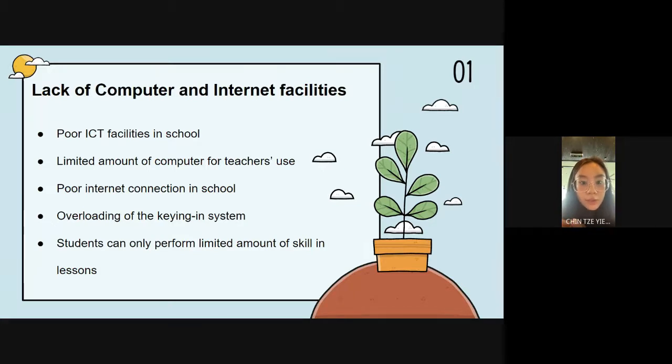As for students, they can only perform a limited number of skills in lessons. For example, when an activity is created to let all pupils carry it out using their own computers, each pupil will be assigned one computer. However, due to the limited number of computers, they cannot perform the skill or lesson effectively.